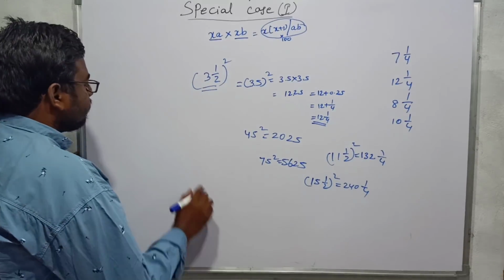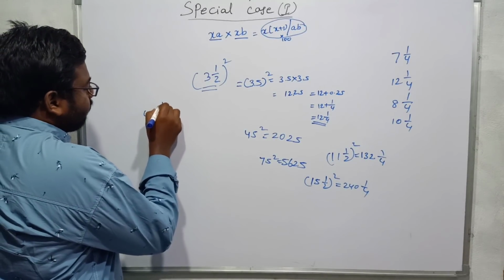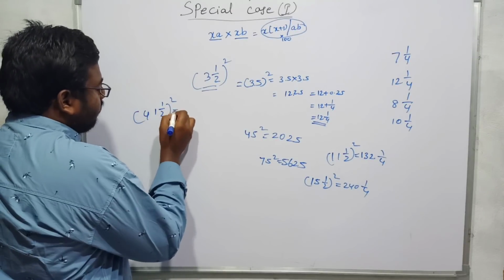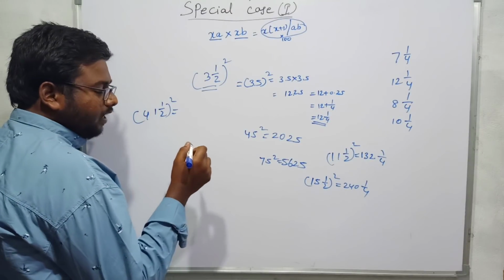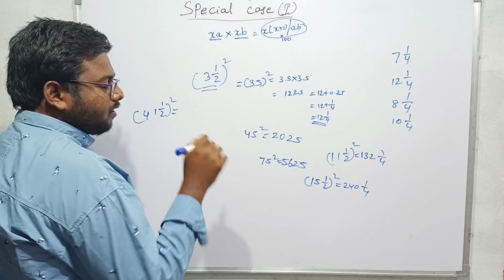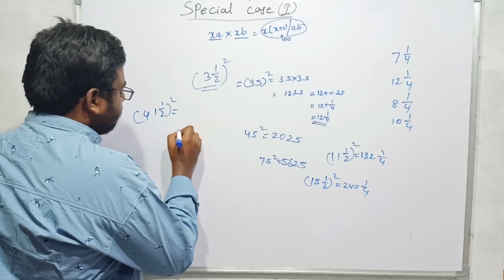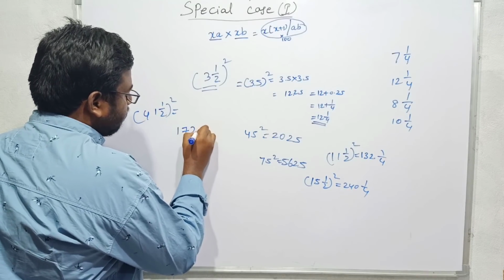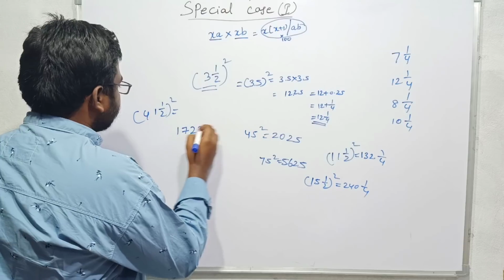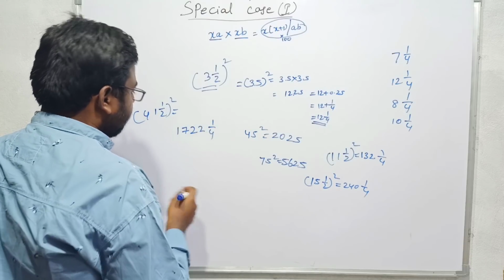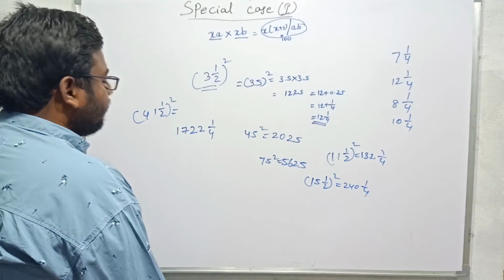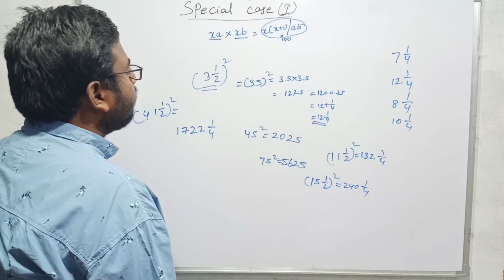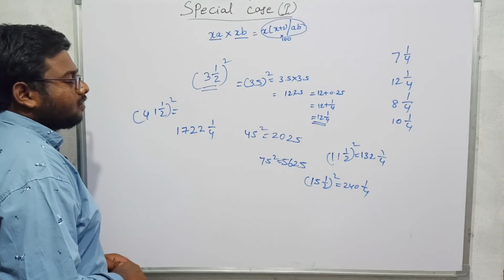So this will be the application of this. For example, 41 1 by 2 whole square means this is 41 into 42. 41 square is 1681. 1681 plus 41, 168 plus 4, 172. 172 to 1 by 4, and this will be the application of this. So let us see some other cases.